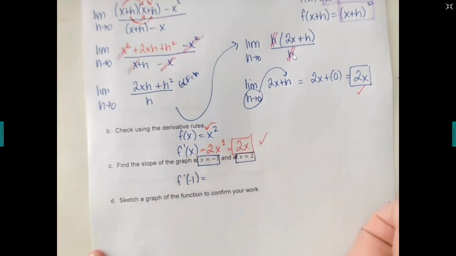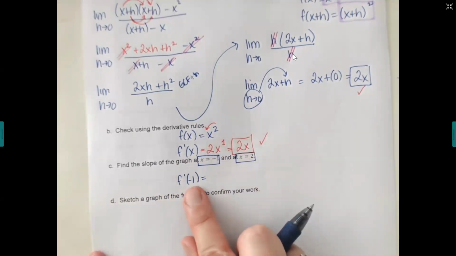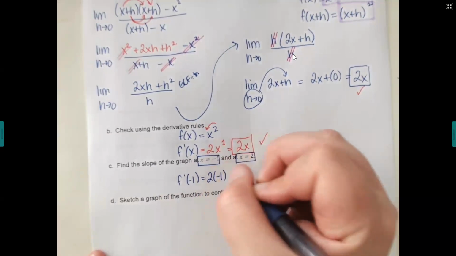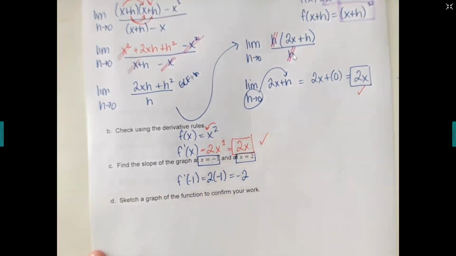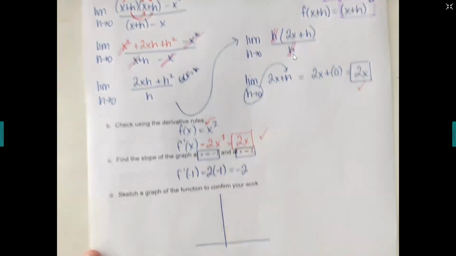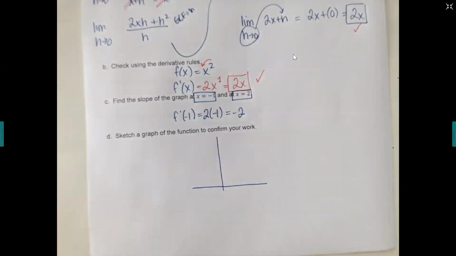So we're practicing that notation. So f prime of -1, we plug our -1 in here. 2 times -1 gives me -2. And then I would have them sketch the graph and see if that checks out.